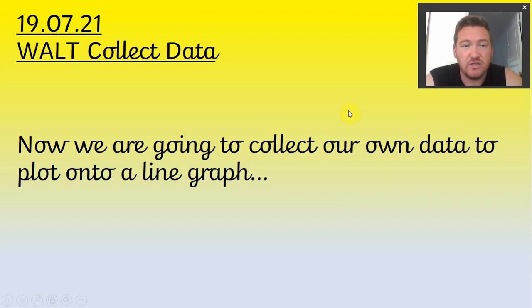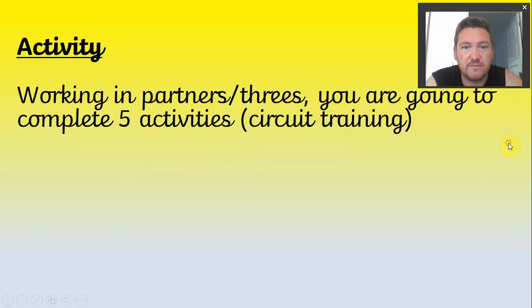Okay. So grab your book, paper, pens, pencils, whatever you're going to use to write onto, and get today's WALT in. Today's WALT is collect data, and we're going to collect our very own data by doing some experiments in our home or in our gardens. So we're going to be working in partners or threes. However many family members you've got, you can add more if you would like, but you're going to need at least 2. And you're going to complete 5 different activities.